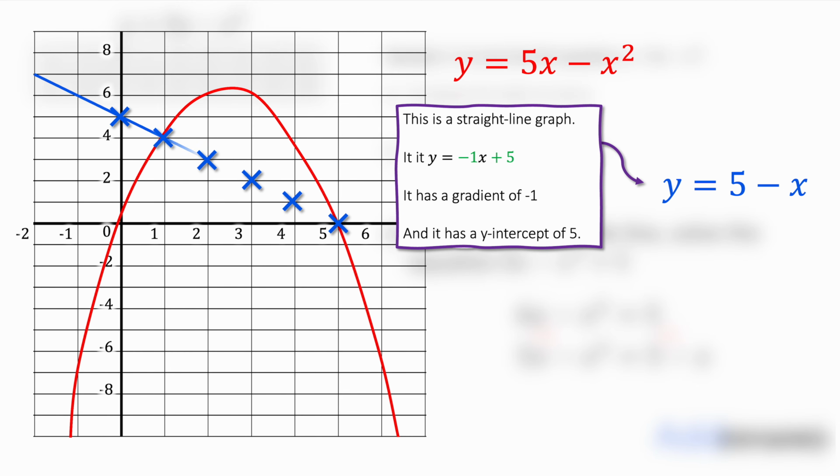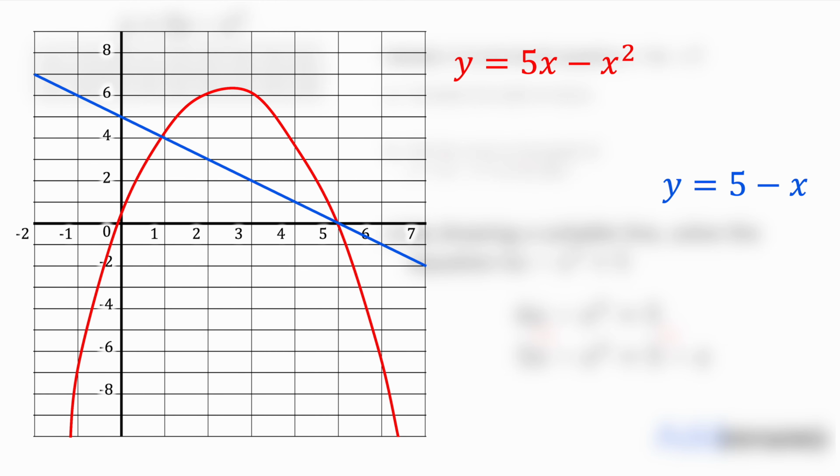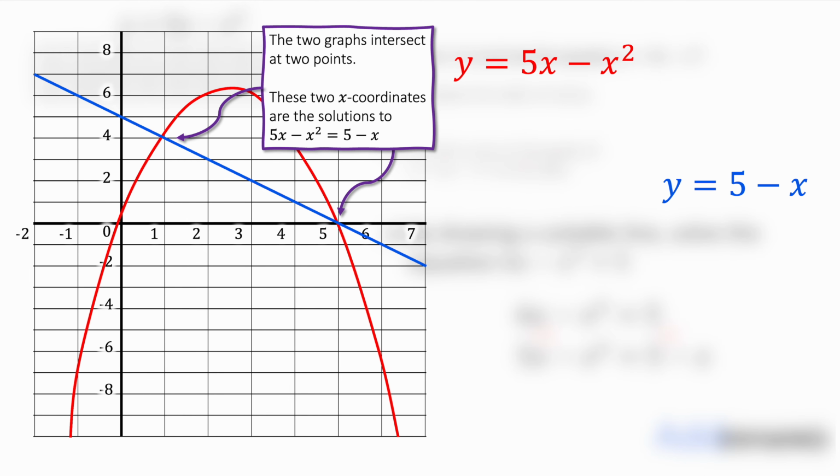I can take my ruler and draw a straight line through those coordinates. I've plotted the line y equals 5 minus x by knowing it has a y-intercept of 5 and a gradient of minus 1. I now have those two curves plotted on the graph. And when I look at where they cross over, where they intersect, it's that x is 1 and x is 5. And therefore the solutions are x is 1 and x is 5. They are the two solutions to my equation.